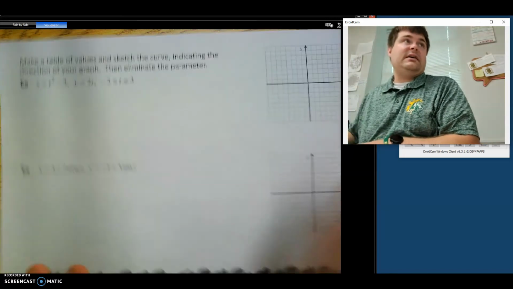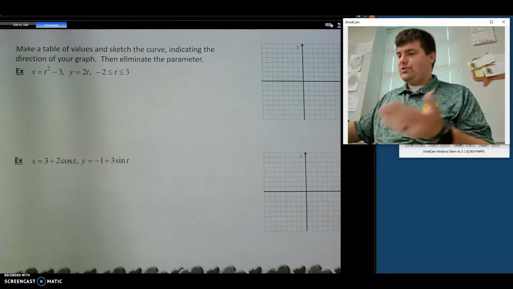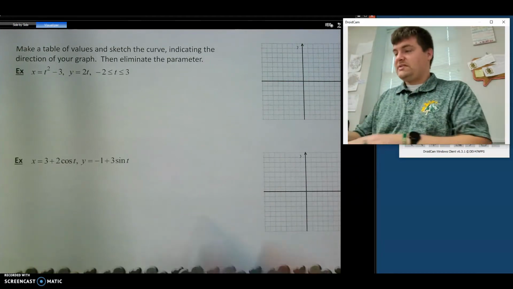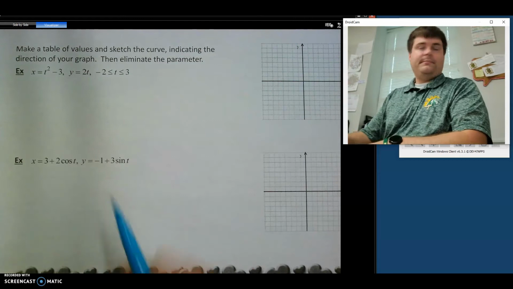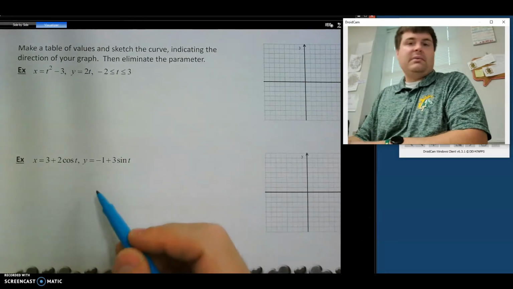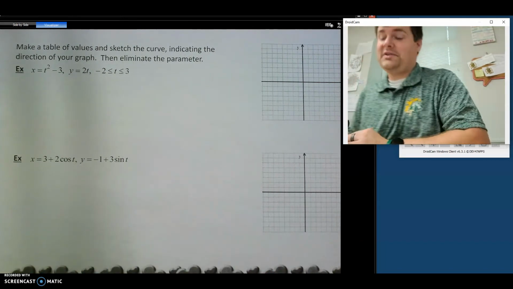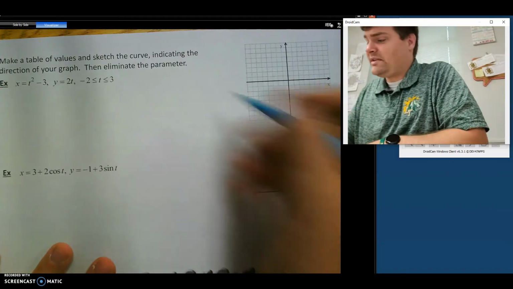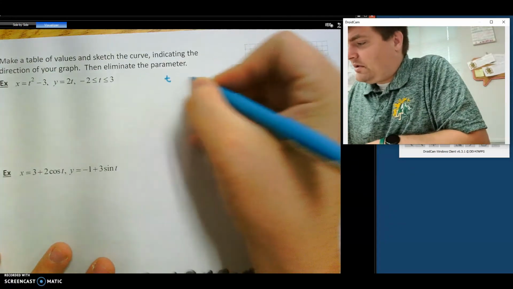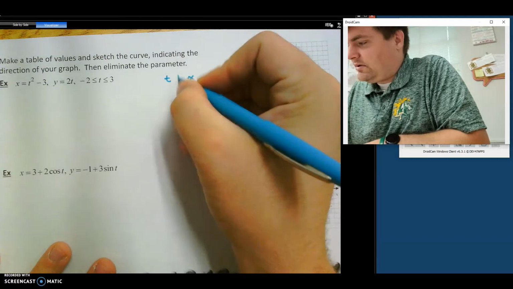All right, let's go ahead and do two more. Really the same exact idea here. We're going to go ahead and sketch it using a table. This one's not so bad, but this one might blow your mind a little bit, so I look forward to that one. So quick table here: t, x, y.